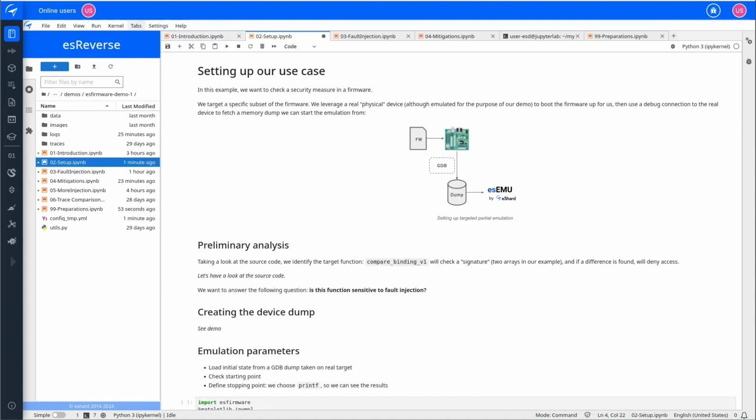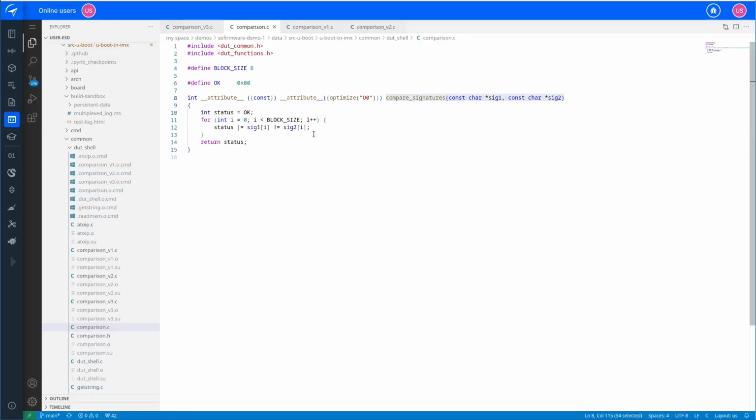Okay, so now that we know why running a fault injection campaign is interesting, let's look at the example we're going to work with during the demo. We will look at a firmware which has a security feature in the form of a signature comparison. The idea is that at the boot of the firmware, it computes its signature and then compares it against a known signature. If the signatures are similar, it continues with booting. Otherwise, if the signatures are different, it refuses to boot because it means the firmware has been tampered with.